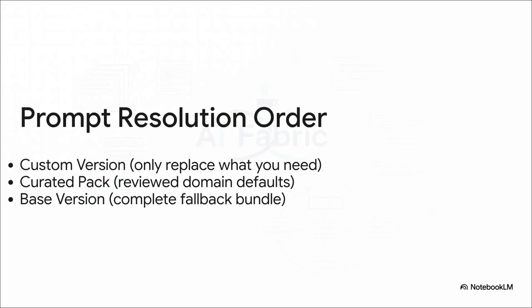When it comes to resolving prompts, AI Fabric operates by removing duplicates and keeping the first occurrence it finds, based on a very strict precedence. This actually gives you a massive advantage, because it means you can surgically override specific templates. Let's say you just need to change one single confirmation message. You just drop a custom ClassPath version into your project and boom, that takes top priority. If a template isn't there, it checks the curated pack, which are basically reviewed domain defaults for things like commerce or support. And finally, it falls back to the base version, which is your complete fallback bundle. So you never ever have to rewrite an entire prompt family just to tweak one tiny edge case.